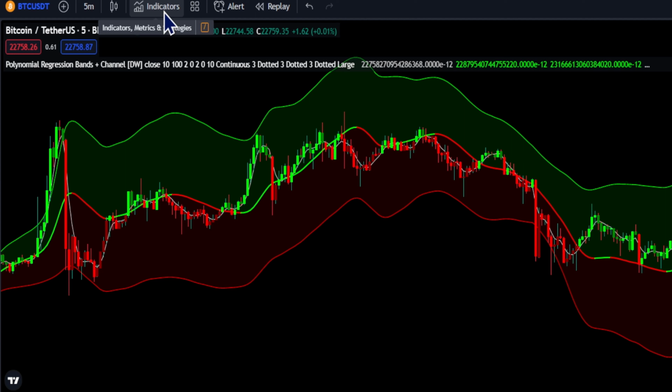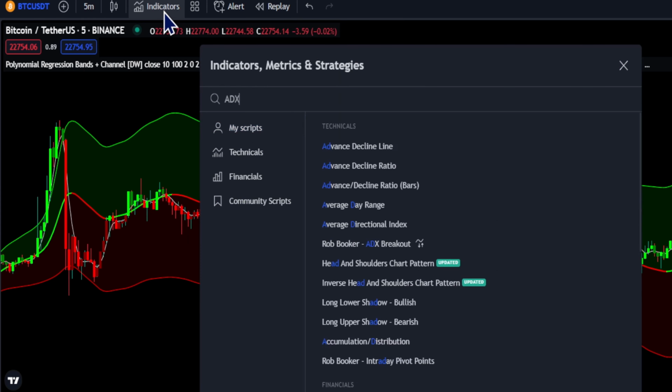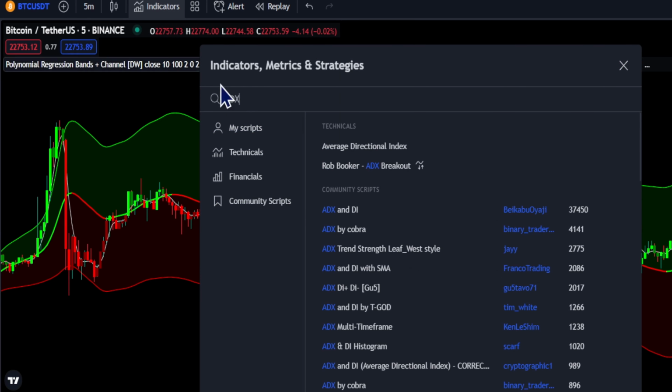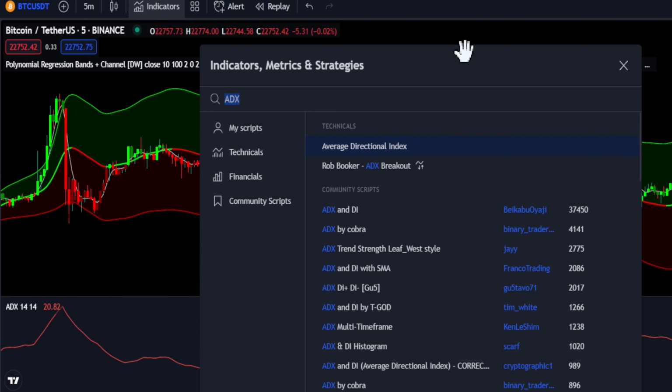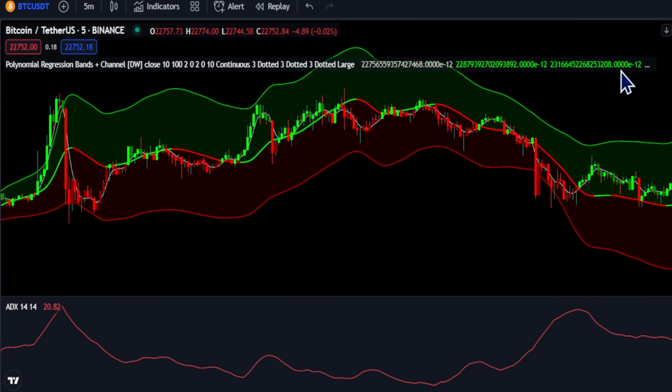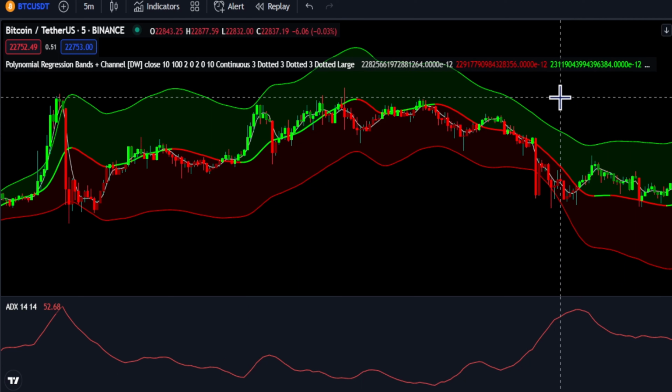So head over to the Indicator tab and search for the ADX indicator. Select the default ADX indicator made by Tradingview. We will be keeping the ADX indicator settings the same. However, we will change the polynomial regression indicator settings for this strategy.